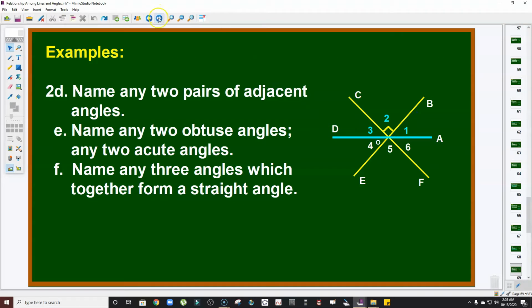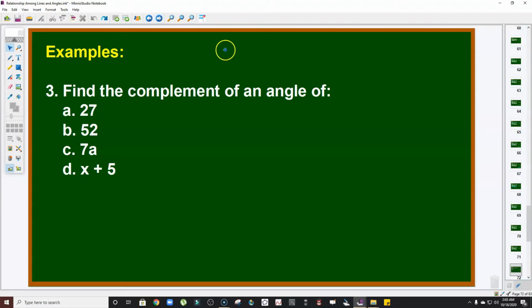It's up to you. Okay. Another trio is this: angle 2, 3, and 4. Angle 3, 4, and 5, and so on. Clear? Okay. Next.